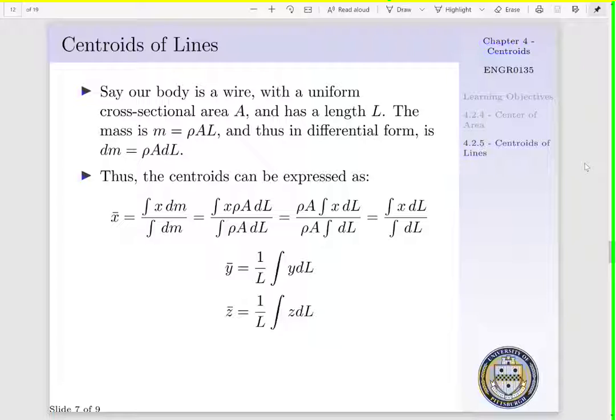Thus, we can express the centroid of a line by looking at our center of mass expression. That is, x bar would be equal to the integral of x dm per the integral of dm. If we make the substitution of rho A dl for dm, we'd have the integral of x rho A dl per the integral of rho A dl. Rho and A are constants, which get removed from our integrand, and we are left with the integral of x dl per the integral of dl, where dl represents the differential length of our wire. It follows y bar is equal to 1 per L, the integral of y dl, and z bar is equal to 1 per L, the integral of z dl.